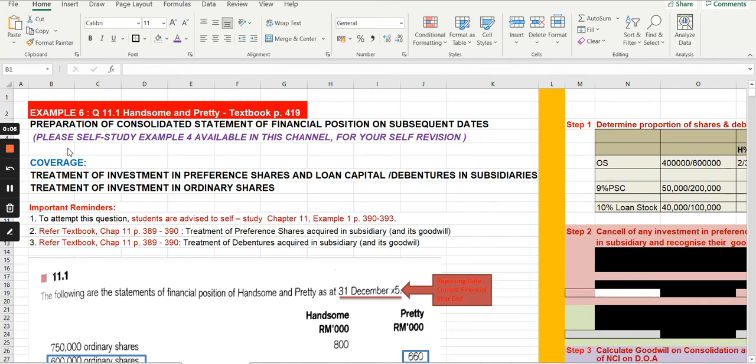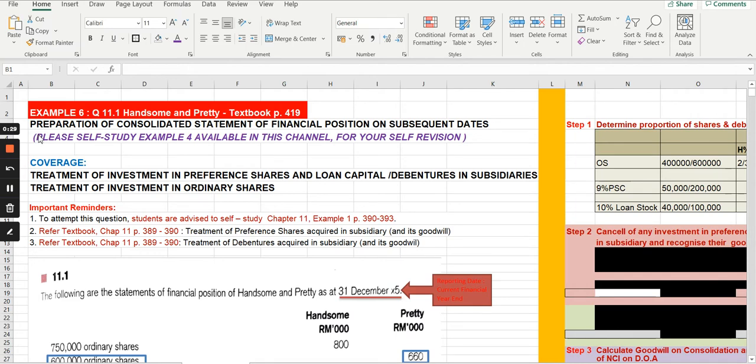Today we are going to learn how to prepare the consolidated statement of financial position on subsequent date. And this is dealing with MFRS 10 and how do we apply it in the preparation of consolidated statement of financial position, as well as also the guidance coming from MFRS 3 business combination.